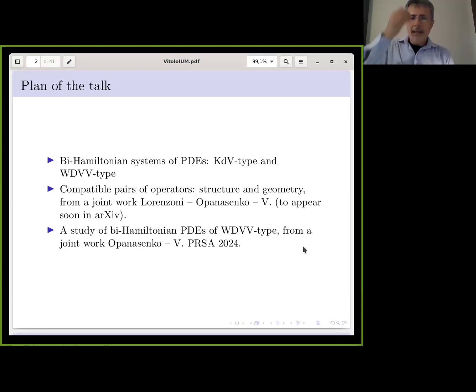And in the end, I will describe the low-dimensional classification and many examples from the class that we are considering. This has already been published, but it will be improved a lot once our preprint appears on arXiv.